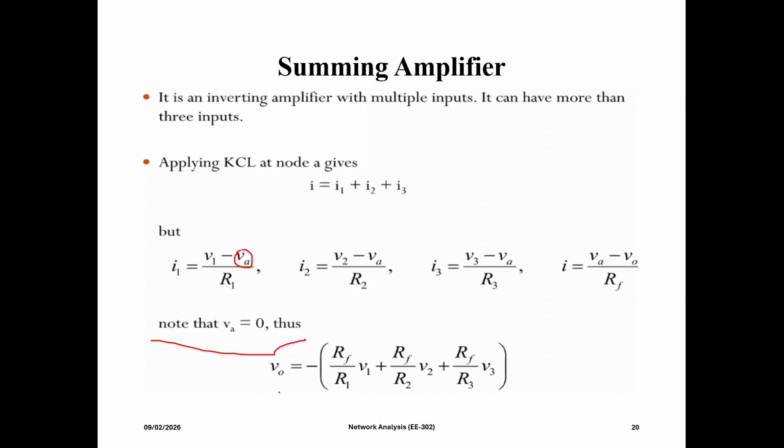Then I1 will be equal to V1 over R1, I2 equal to V2 over R2, and I3 is equal to V3 over R3, and I is equal to VA over RF. Sorry, VA equal to 0, so I is equal to minus V output over RF. So putting it all together in this equation, we will get V output is equal to minus RF over R1. We will get this expression.